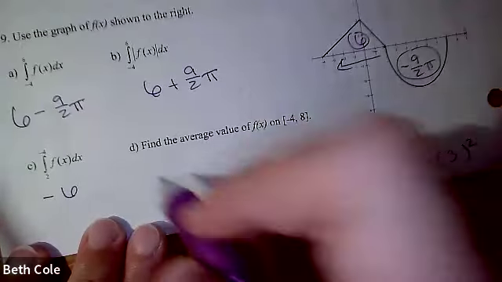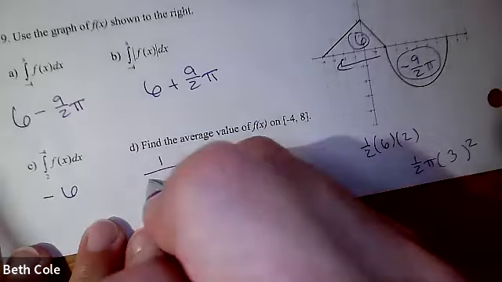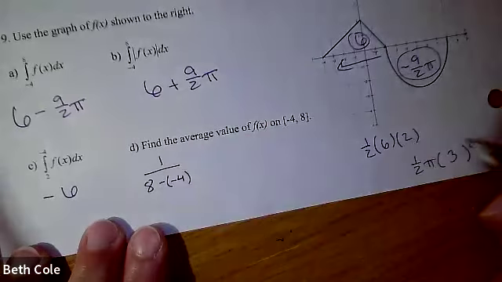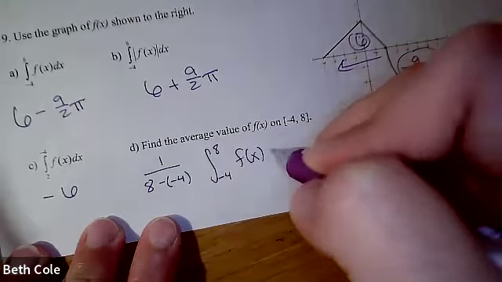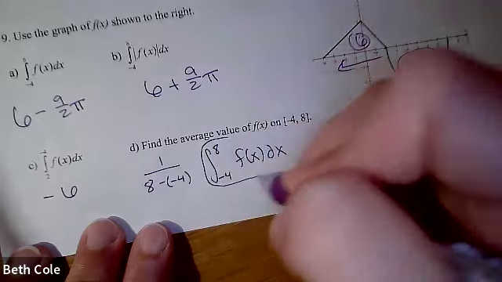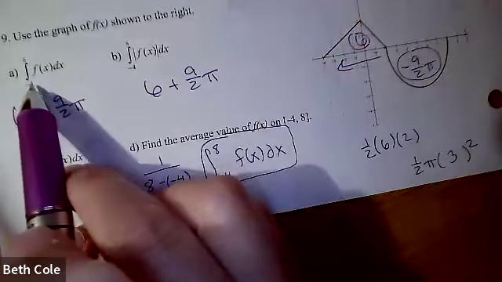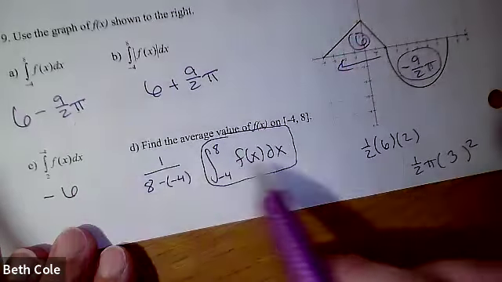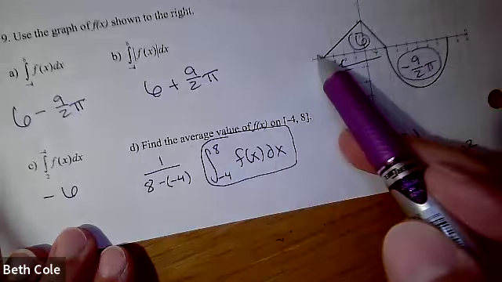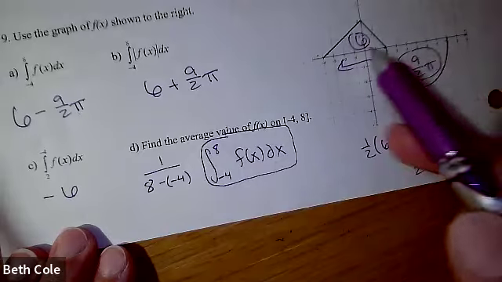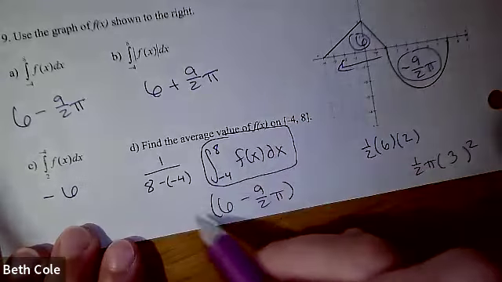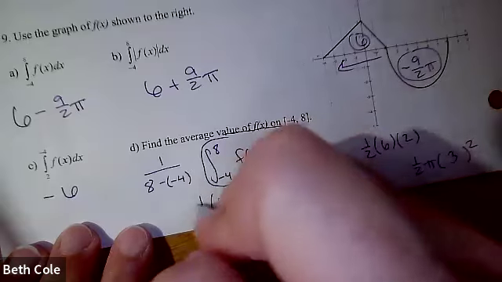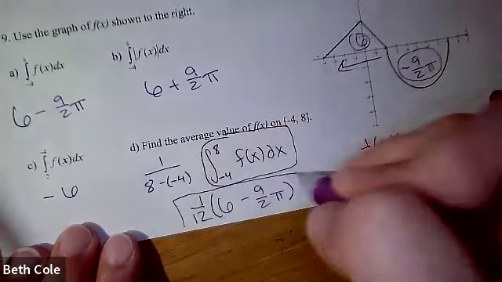And then an average value. So you want 1 over 8 minus -4. And then the integral from -4 to 8 of f of x dx. We already did this part right here. It is the 6 minus 9/2 π. This integral from -4 to 8 is the 6 minus 9/2 π. We just need that fraction out front, which is going to end up being 1/12. So this is our answer.